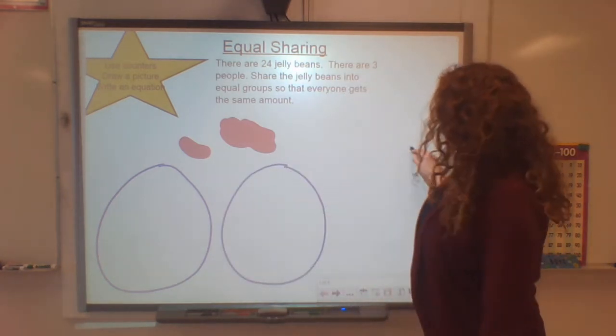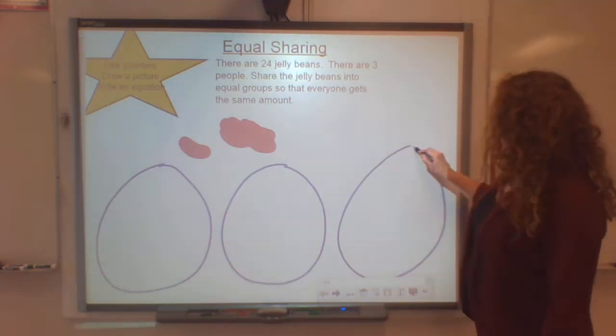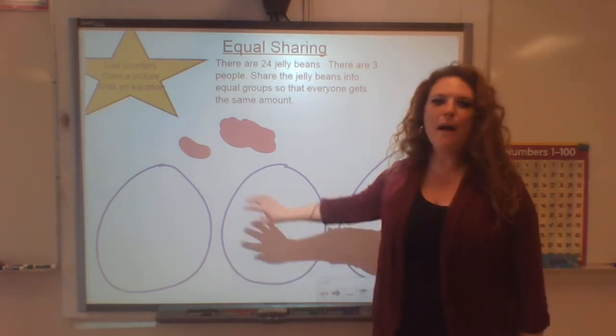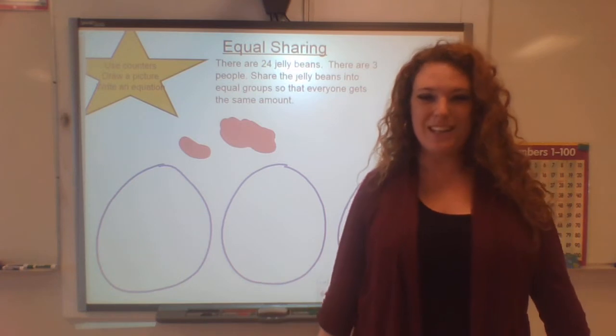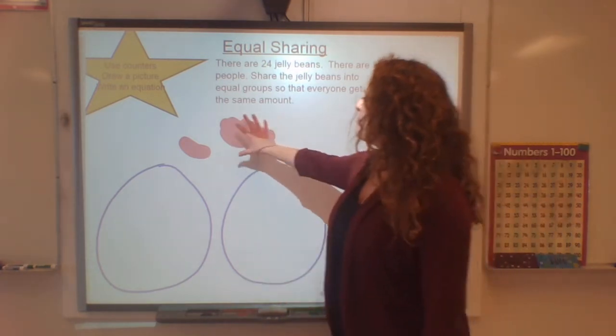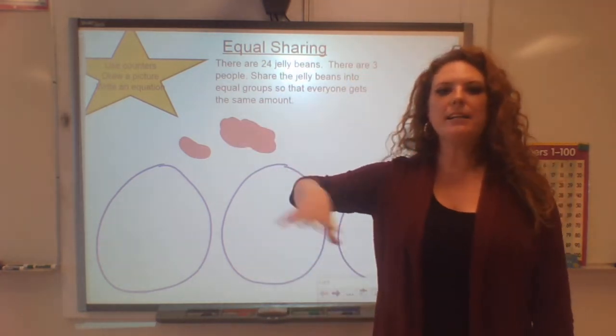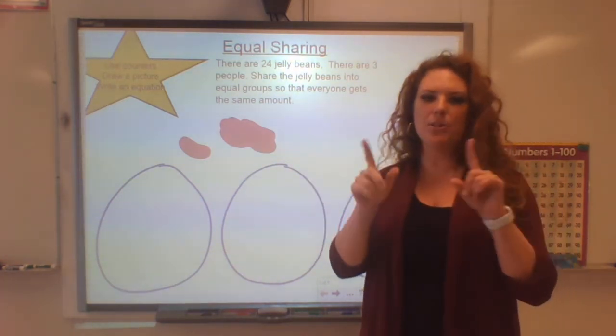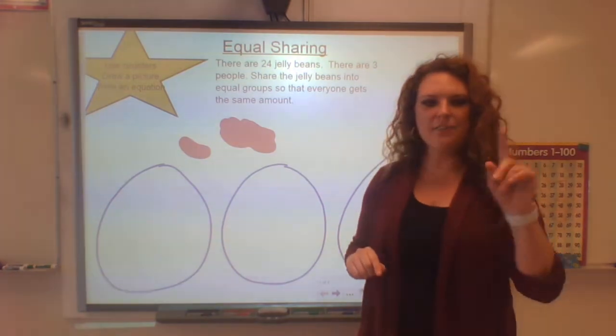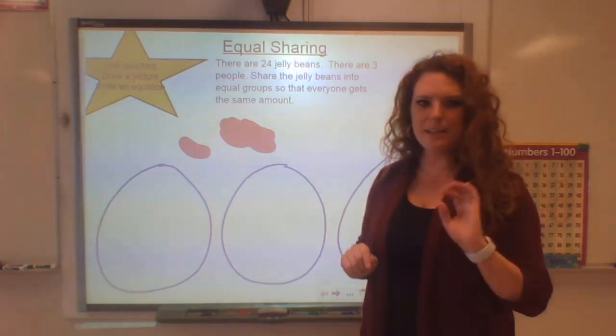Here's Chloe's pile. And here's Wyatt's pile. Now I have 3 piles to represent the 3 people that I'm going to share my jelly beans with equally. Now, I have my pile, and I'm going to start by dividing them out one at a time, or sharing them out one at a time. I'm going to use those 2 words interchangeably, divide and share, okay? They mean the same thing.